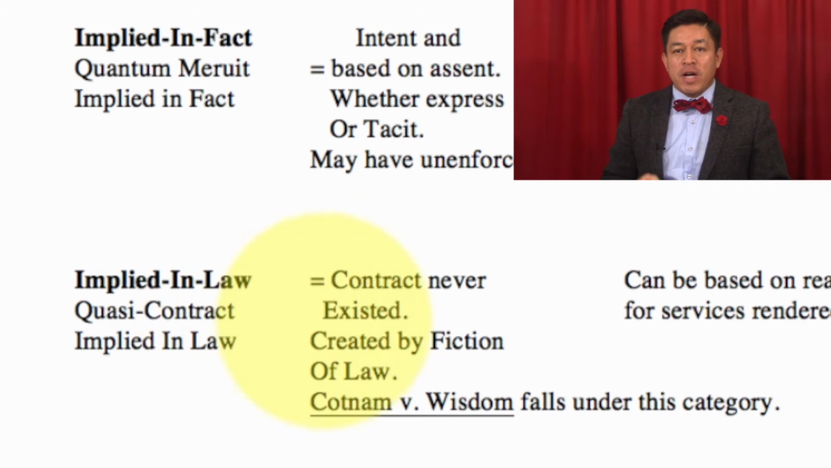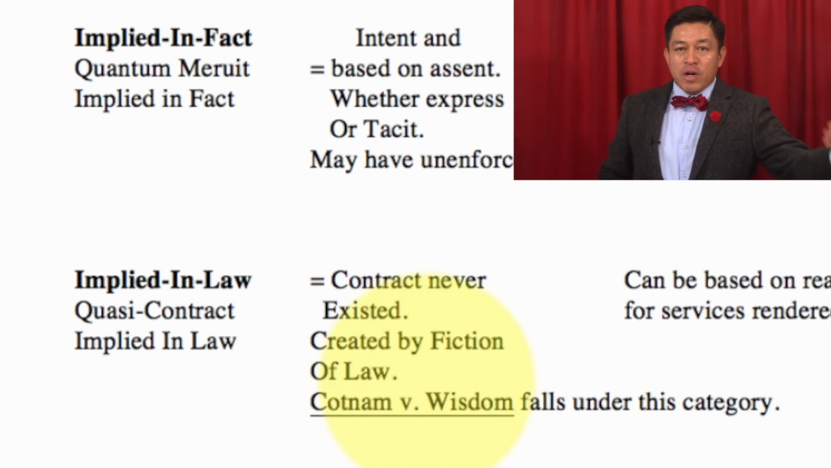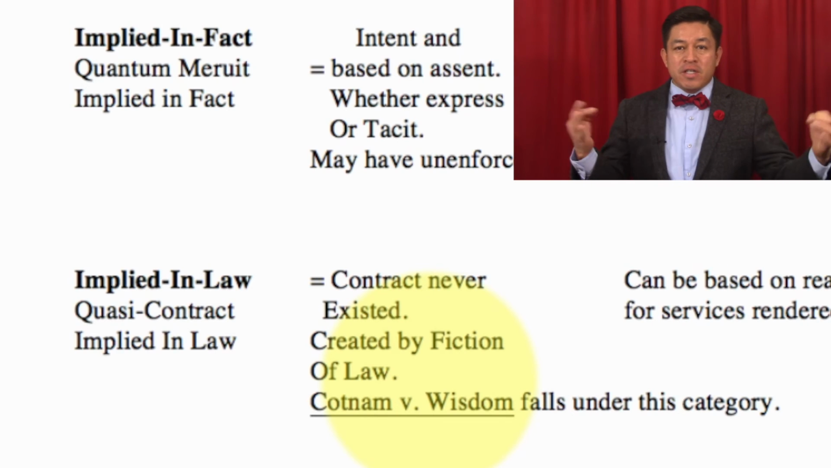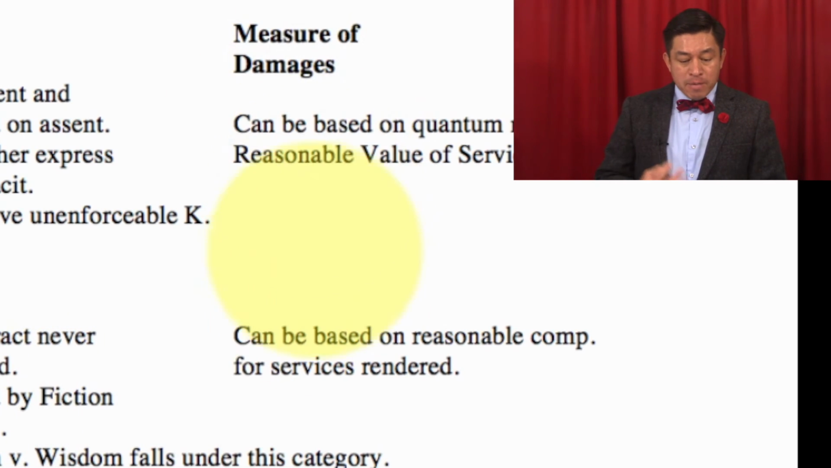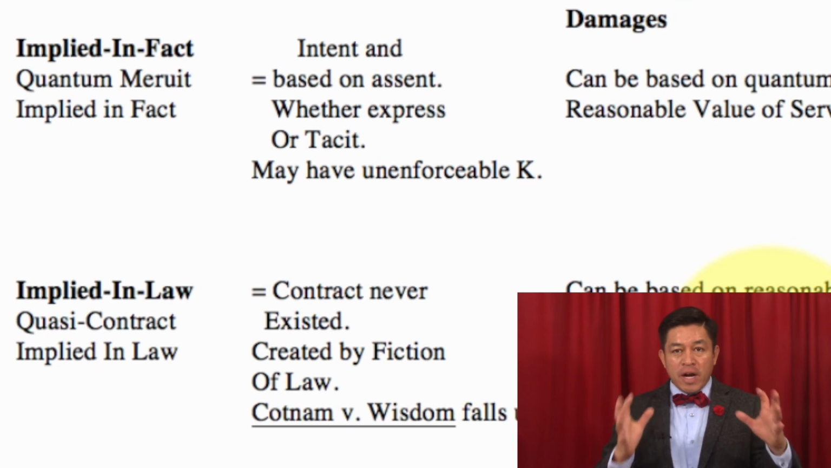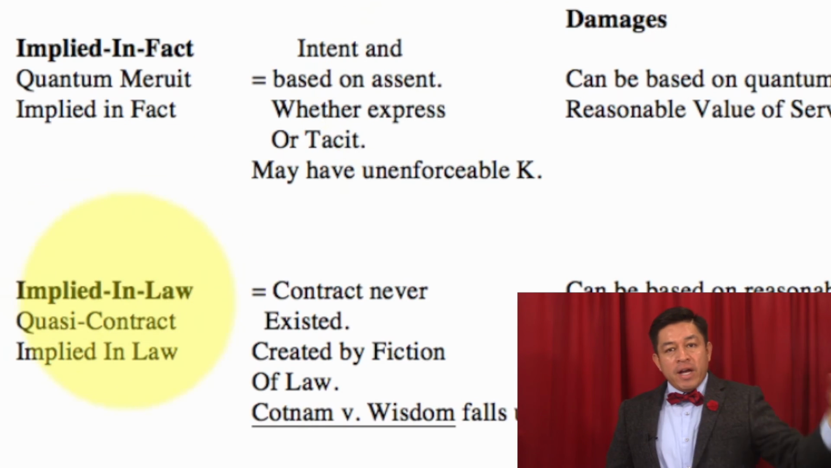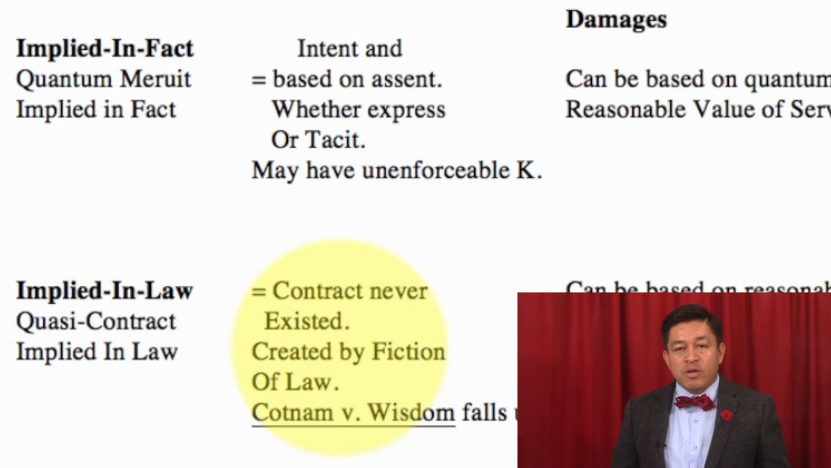So you can form a contract here under implied-in-law without having an acceptance and without even having an offer. The court could just say, okay, we're going to create a fiction, a contract based on a fiction of law, and that's where you get your quasi-contract. The court's going to say, abracadabra, there is a contract here. The measure of damages there would also be reasonable compensation for services rendered. To highlight the importance of this: implied-in-fact, you have intent and you have assent; implied-in-law, you do not need assent or intent, and that's where you get your quasi-contract from.